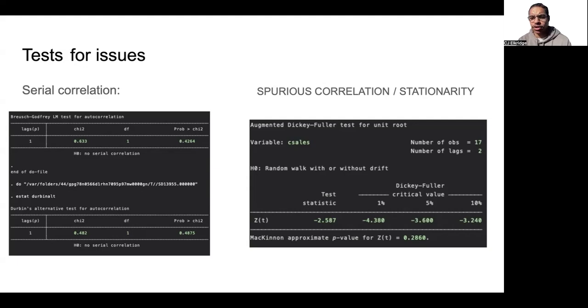And to test for spurious correlation and non-stationarity, we use the Dickey-Fuller test, where the null hypothesis is that the model is non-stationary. According to our p-value, we have to accept this null hypothesis that our model is non-stationary, and now we have to do further evaluation of the model to fix this non-stationarity.